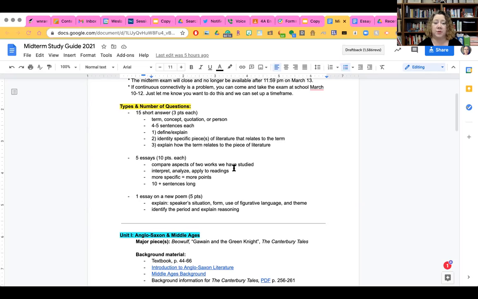Compare aspects of 2 works that we've studied, interpret, analyze, and apply to readings. On these, the more specific you are, the more points you can get. So if you answer, let's just say one of the questions might be something like the first discussion question we had that asked you to compare the qualities of a hero in Beowulf to the qualities of a hero in Gawain.